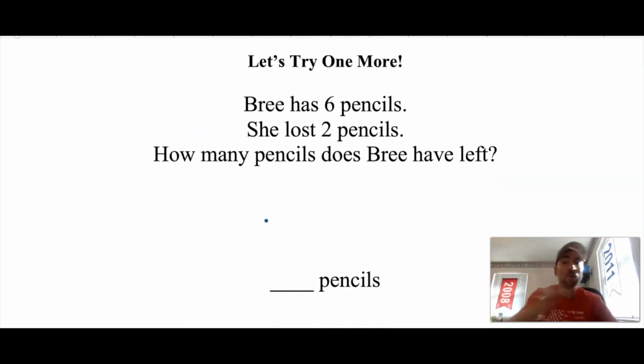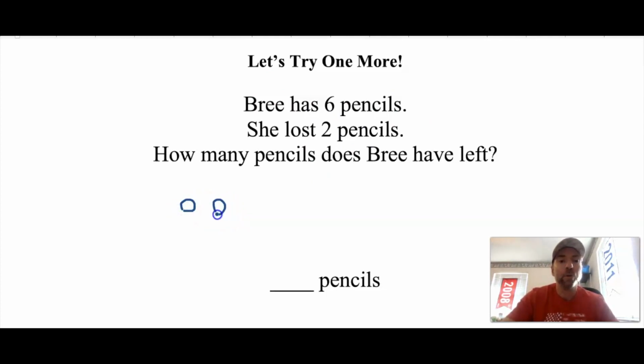We might have to clear our whiteboards to do this one. Let's echo read. Bree has 6 pencils. She lost 2 pencils. How many pencils does Bree have left? Well, let's start to draw. Bree has 6 pencils. Well, I'm going to draw my math picture.